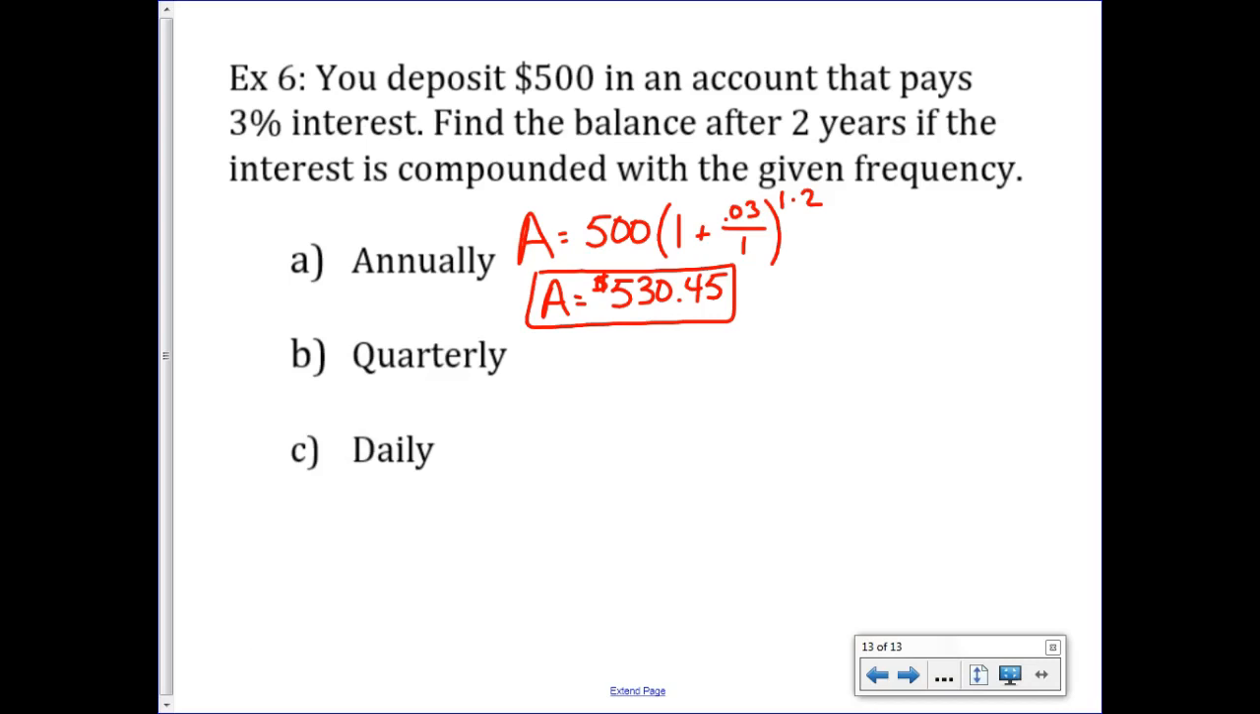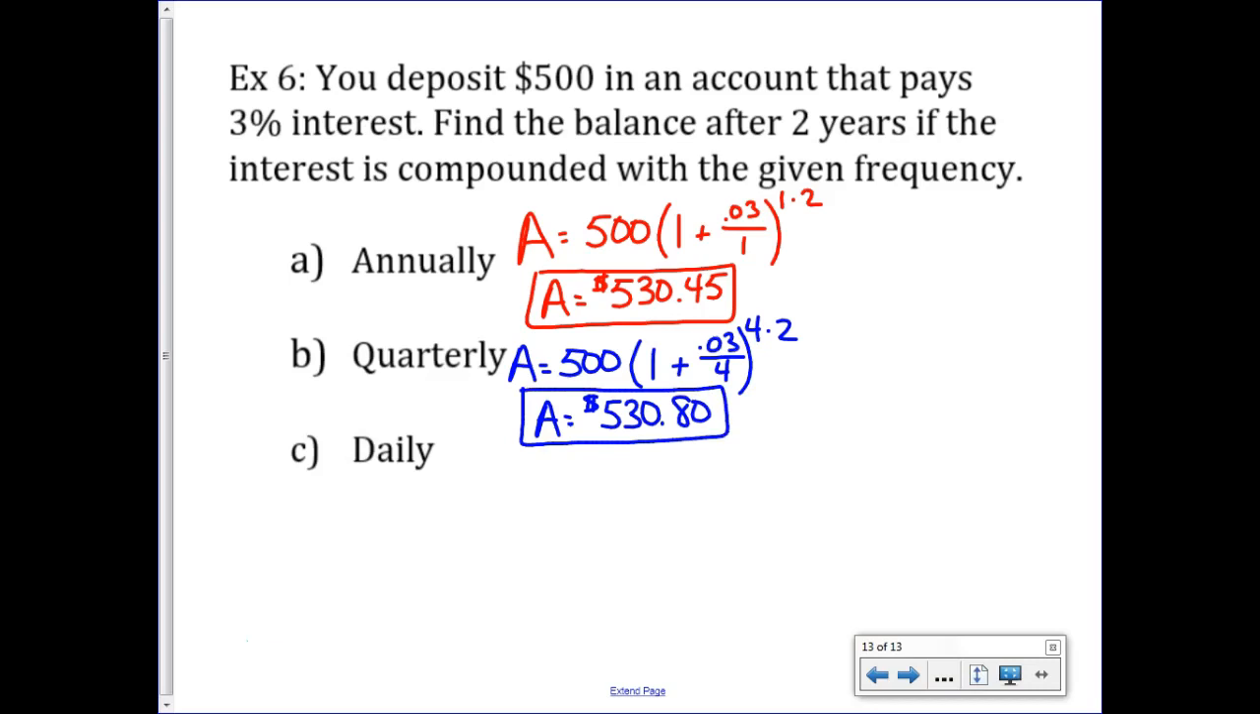Say we compound quarterly, so we still are starting with 500, 1 plus, and we have our interest rate of 3%, but this time we need to divide by 4 because we're compounding 4 times per year, and then raise it to the 4 times 2. So we get $530.80. So compounding quarterly gives us a little more money if they calculate that interest rate 4 times per year instead of once per year.